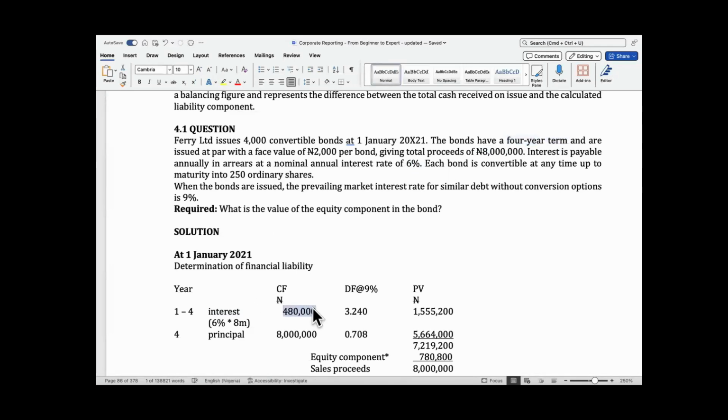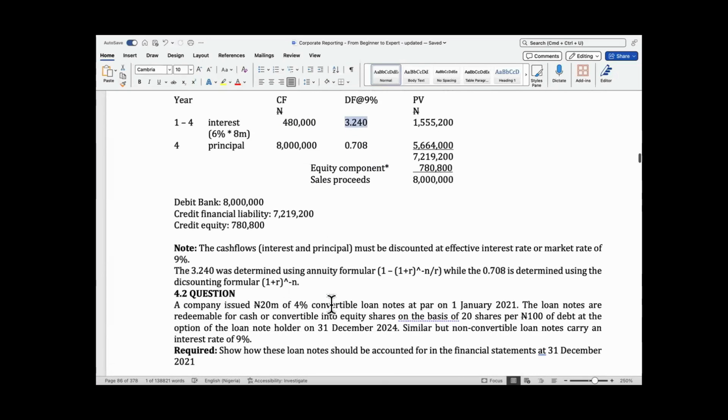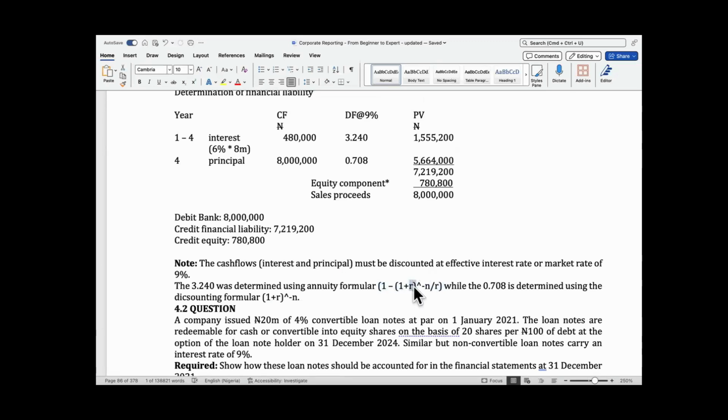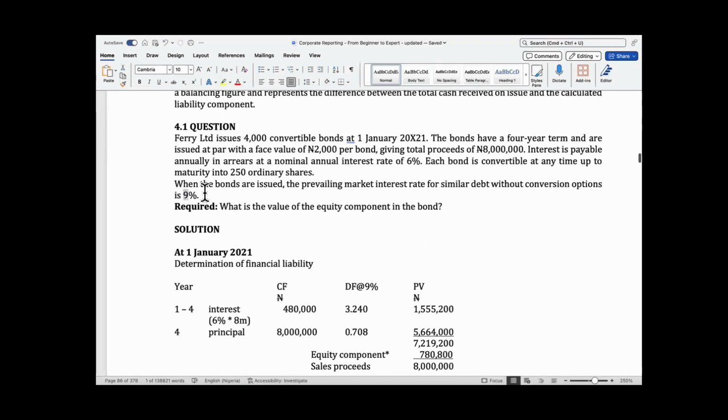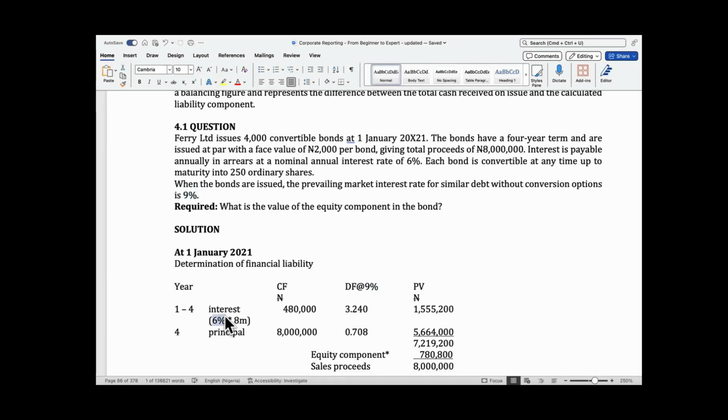So if you want to get the present value of an annual payment, we usually use the annuity factor to get the discount factor. And the way the annuity factor is determined, we use this formula: 1 minus (1 plus r) raised to power minus n, divided by r. That's the annuity formula. So if you punch this on your calculator, using r as 9% and n as 4 years. So you will see that we used 9% as our discount rate, which is the market rate. This 6% is the fixed rate, the nominal rate, the actual interest that we're going to pay to the investor.